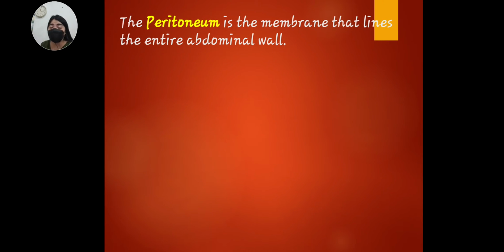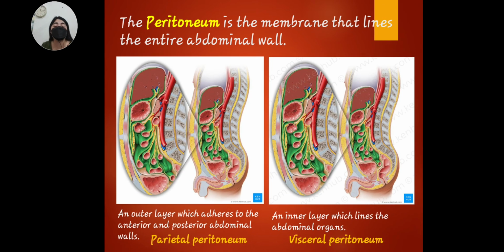If we have membranes in the heart and in the thoracic cavity, we also have them in the abdominal wall. The peritoneum is a serous membrane that lines the entire abdominal wall. Let me give you an example. There are two divisions of the peritoneum. We have the parietal peritoneum and the visceral peritoneum.